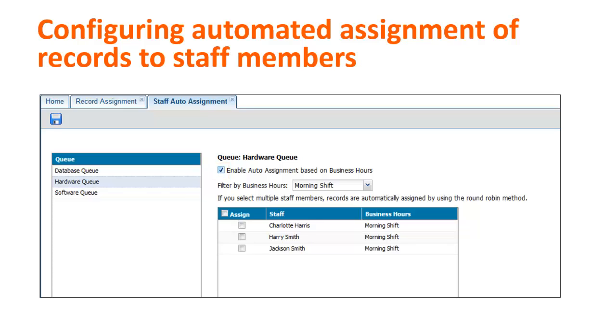To see the list of staff members based on business hours, you must use the Filter by Business Hours option and select staff members who belong to those business hours. If you want to select all staff members in the business hours, select Assign. Here, the selected queue is hardware queue and the staff members belonging to this queue and working in the morning shift are displayed.